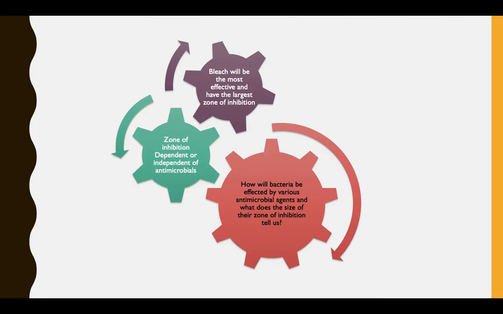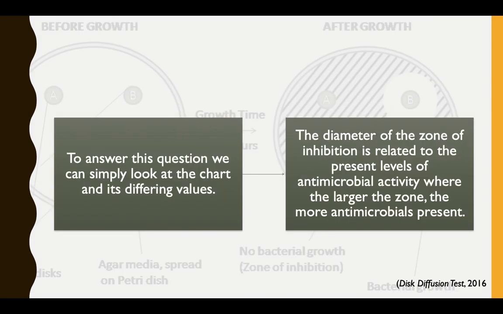And finally, how will bacteria be affected by various antimicrobial agents, and what does the size of their zone of inhibition tell us? To answer this question, we can just simply look at the charts and its values and how they differ. The diameter of the zone of inhibition is related to the present levels of antimicrobial activity, where the larger the zone, the more antimicrobials are present. So keep that in mind.